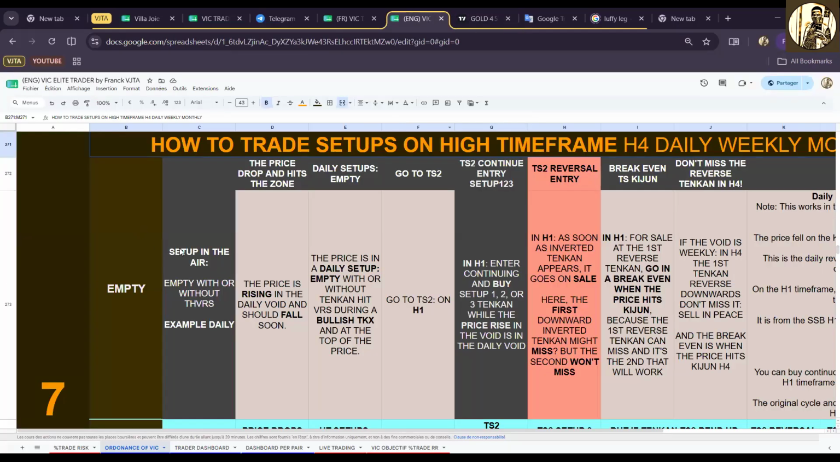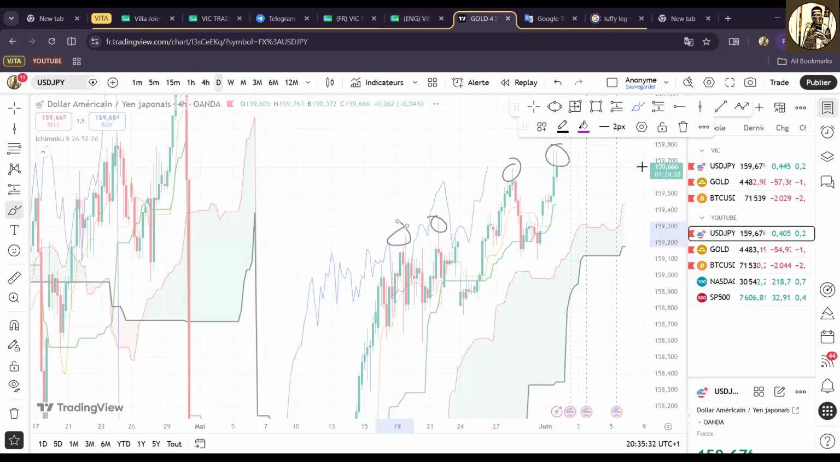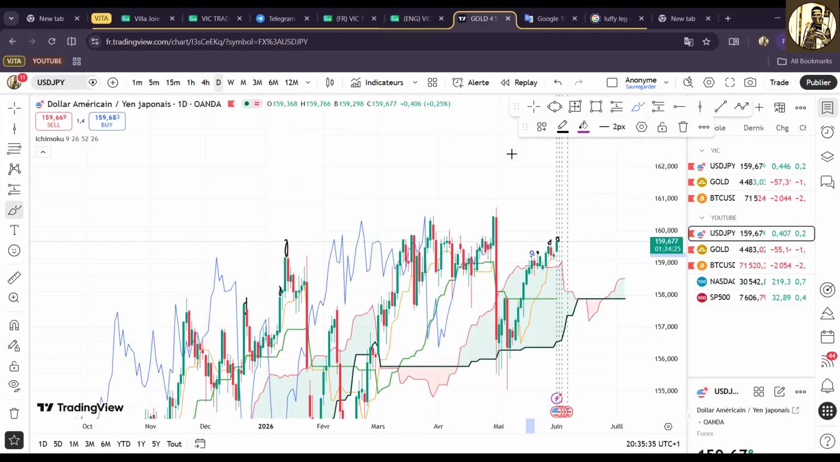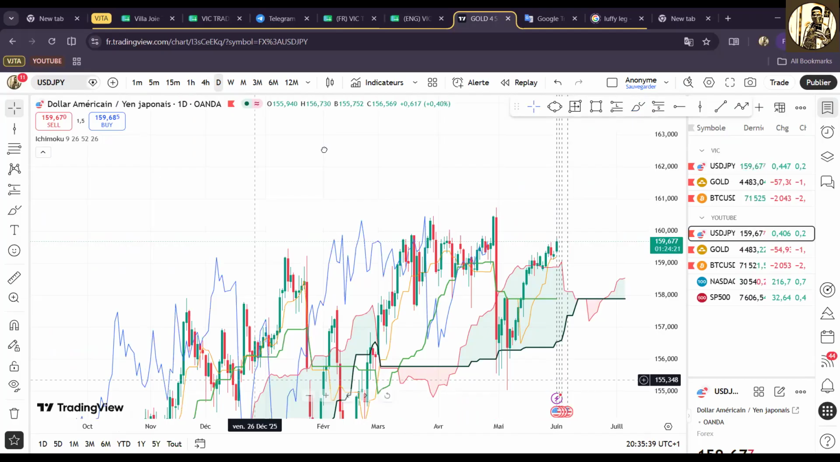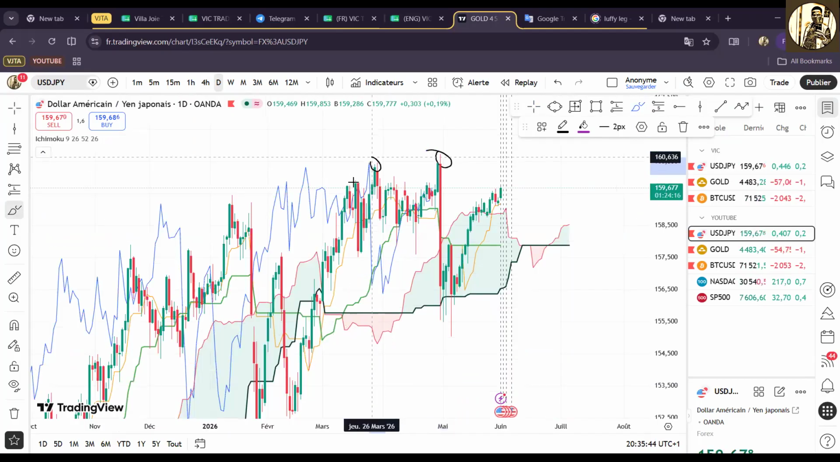So for the empty setup, let us start with the setup in the air. The empty setup with or without Tenkan hitting VRS. Tenkan hitting VRS means Tenkan hitting VRS on the left. For example, let's go on daily. We're going to take the daily example like this one. We have here Tenkan, Tenkan, Tenkan, emptiness, right? Tenkan empty setup here on top.